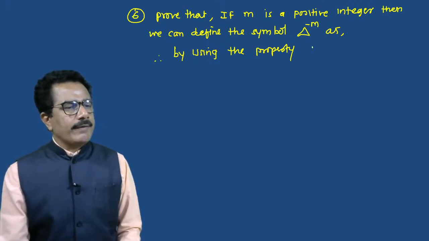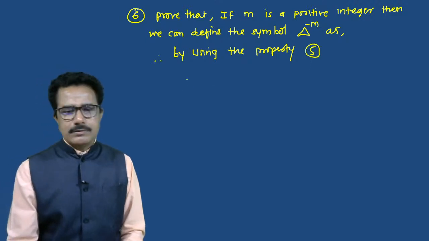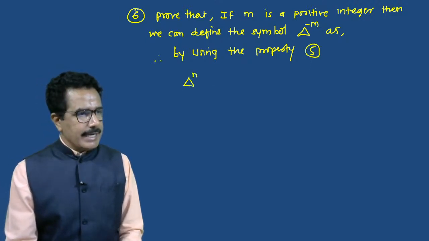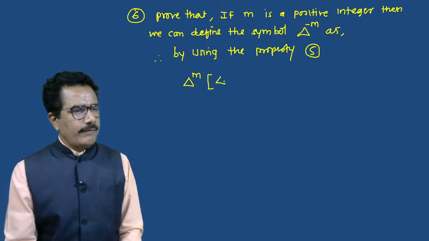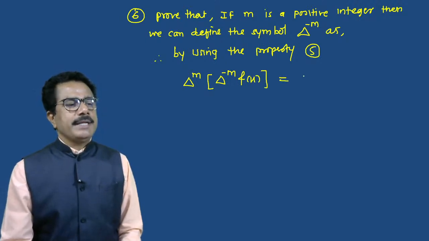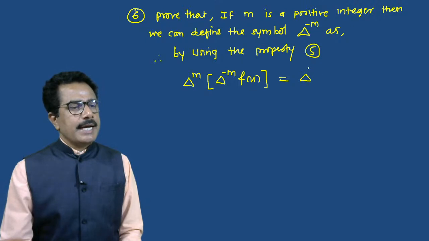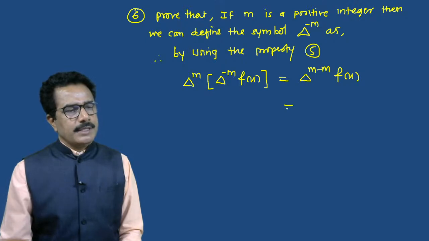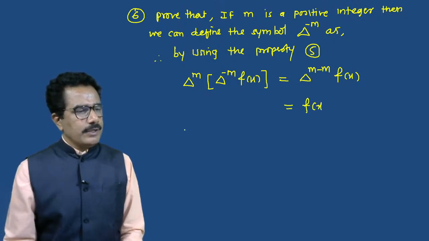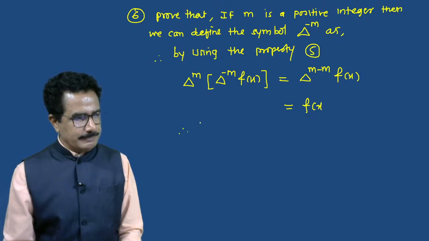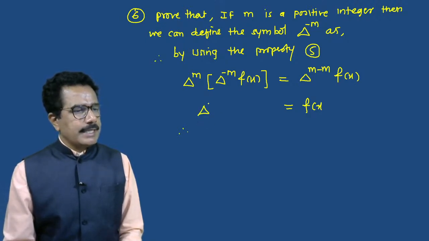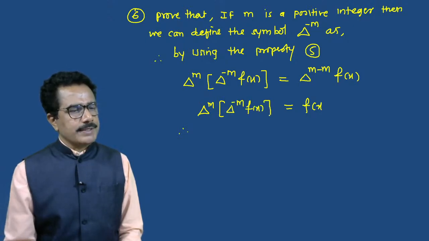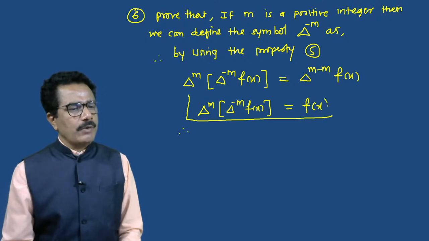By the property number 5, we have delta raised to m of delta raised to minus m f of x, that can be written as delta raised to m minus m f of x, that is equal to f of x. So we can write this as delta raised to m, delta raised to minus m f of x. Okay, this property we have proved.